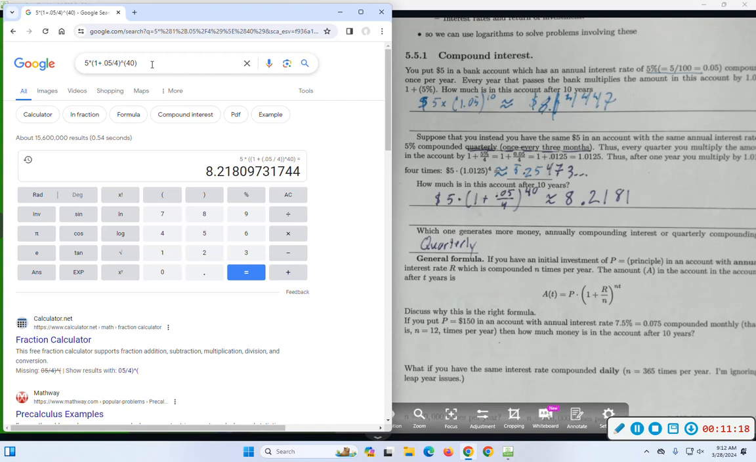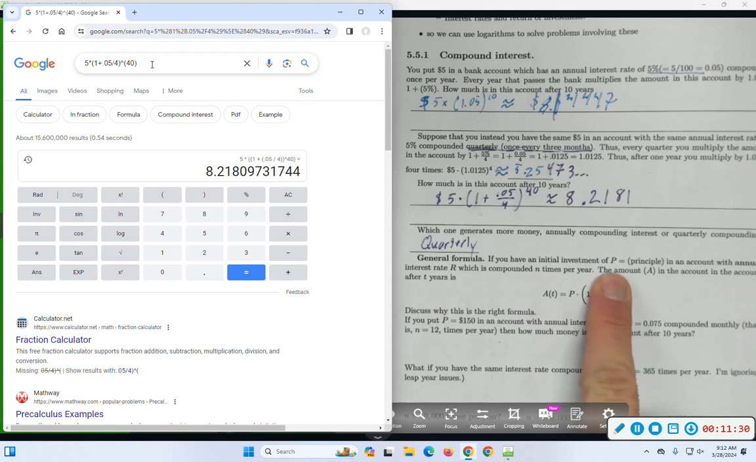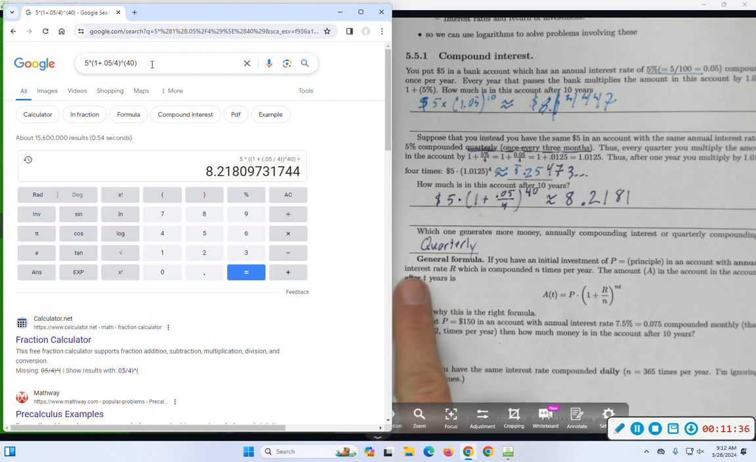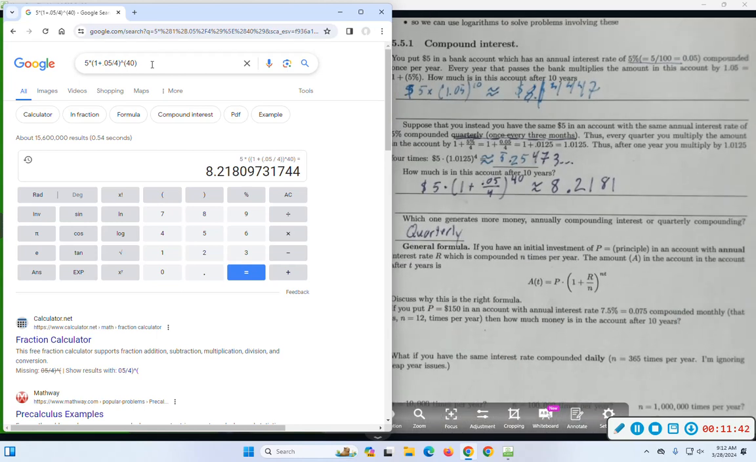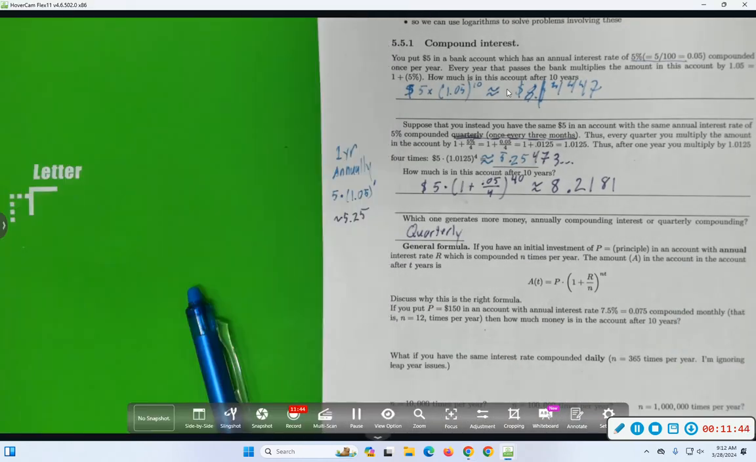Let's just see how these performances interact. So, there's a general formula you can get out of this. If you have some initial investment, P, for principal, that you're putting into an interest-bearing account, with annual interest rate R, which is compounded n times per year, and you leave it in the account for T years, then let's explain why this formula says what it says.